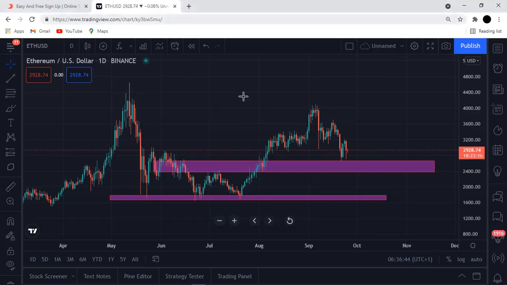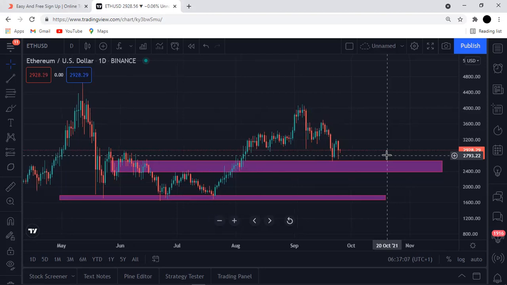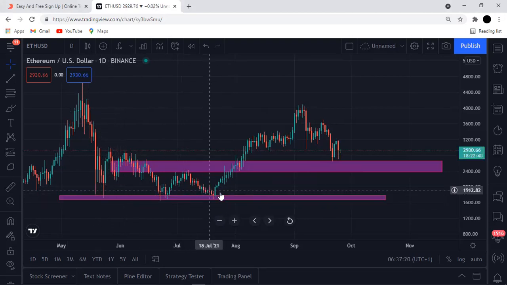Okay, I believe you can all see my screen now. This is the Ethereum USD chart. I made this analysis some days ago. I drew this stuff some days ago. You can see what happened here. Like I've always been telling us, this is a support zone, this area.